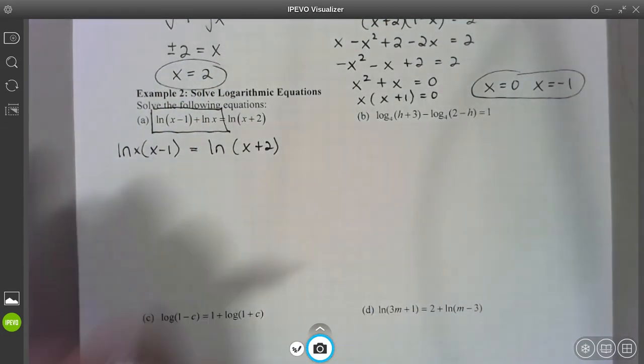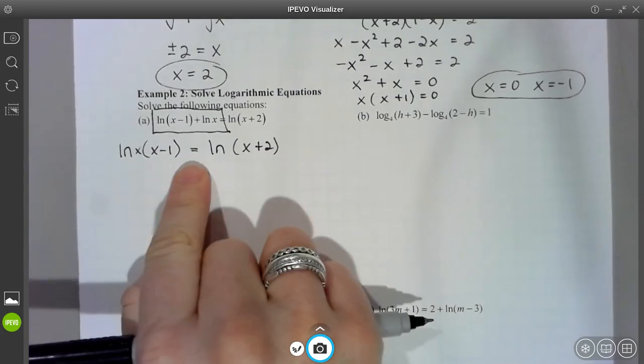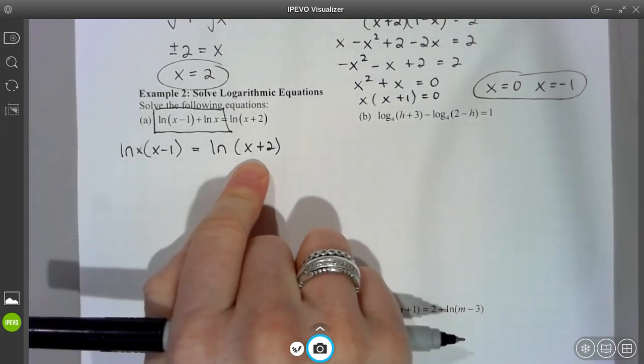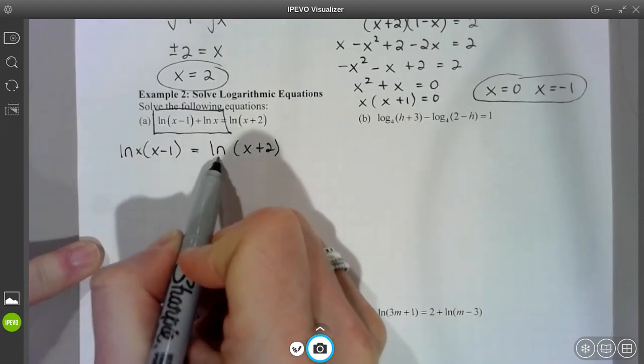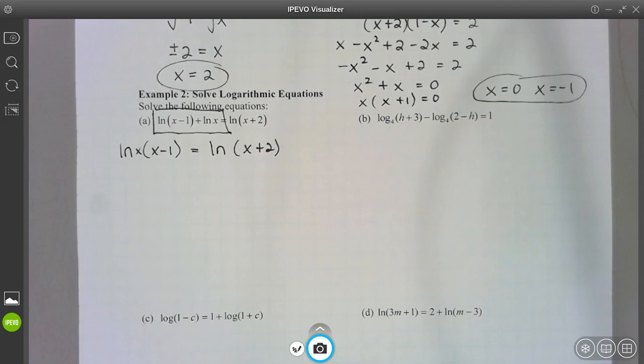Okay, so now you have 1 natural log equals 1 natural log. So 2 ways to think about this. If the natural log of that equals the natural log of this, well, then they have to be equal in order for those logs to be equal to one another.